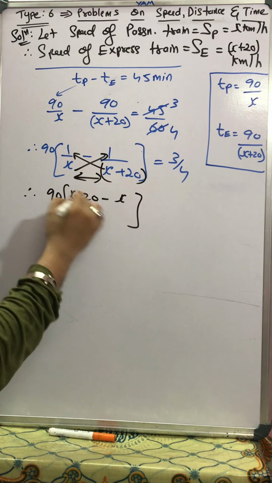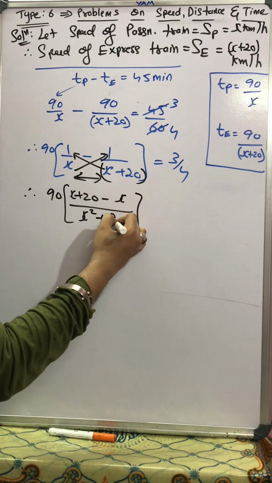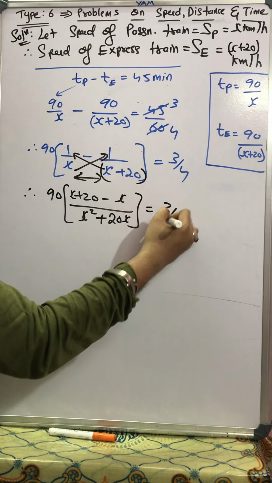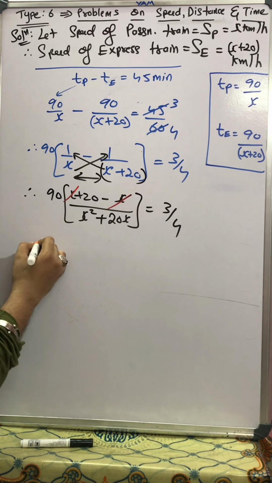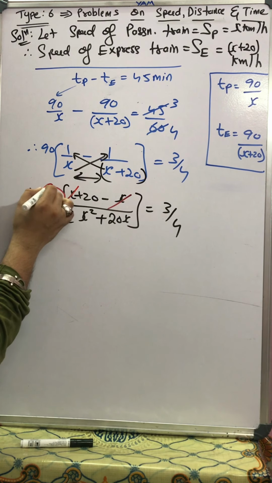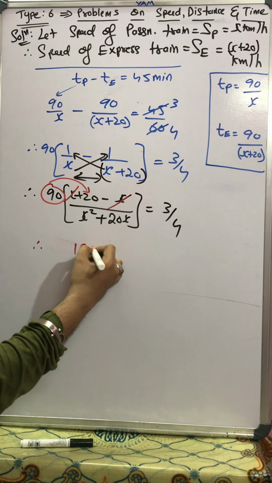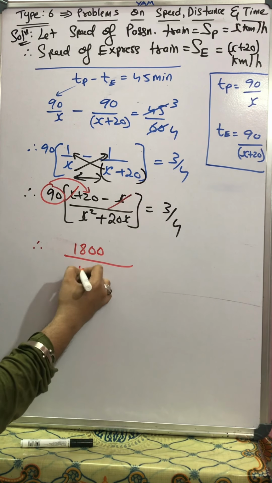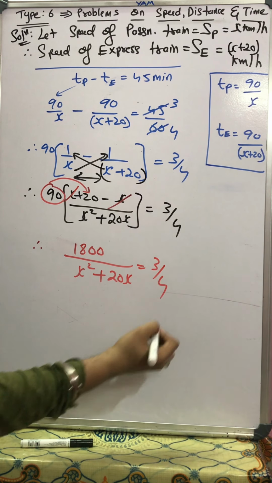And in the denominator this both will be multiplied. So x into x becomes x square plus x into 20 becomes 20x is equal to 3 upon 4. This plus x and minus x cancels. Therefore this 90 multiplied by 20, 9 2s is 18, 18 and these 2 zeros, 1800 upon x square plus 20x is equal to 3 upon 4.